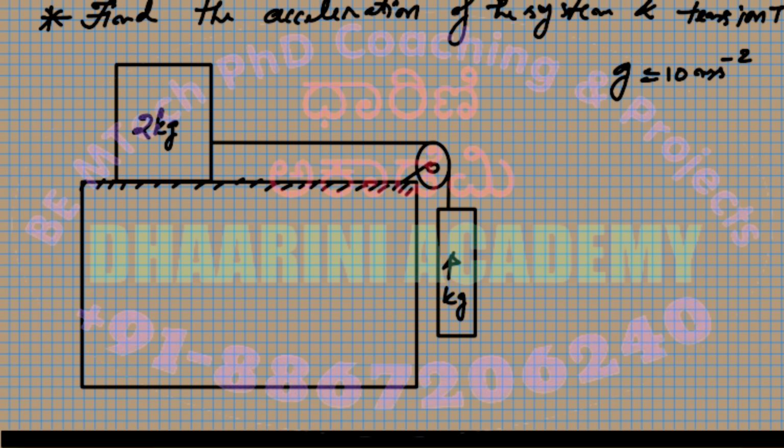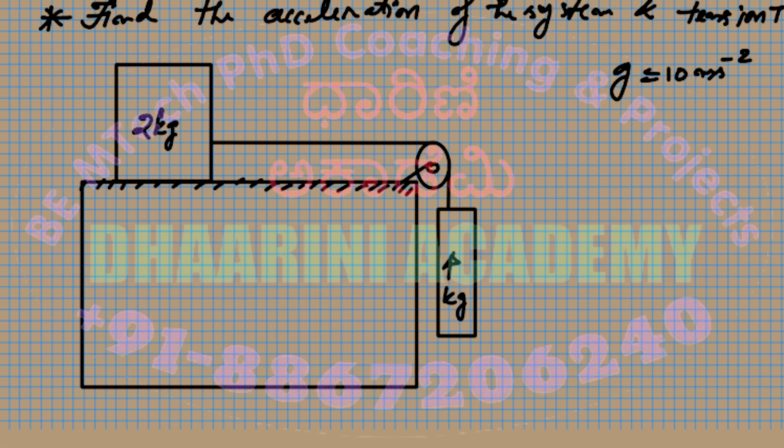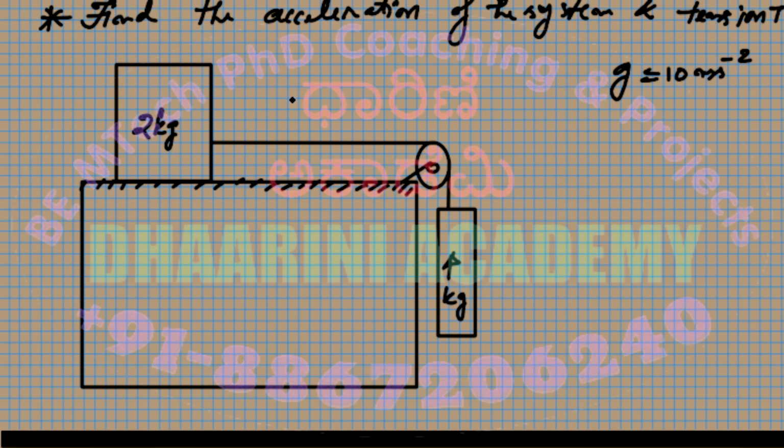And also there is another concept related to the string. If the string is inextensible, it means when you put force, there is no expansion happening with the string. Those concepts are not mentioned here, so you don't have to worry about that. The ideal string is massless, because if you have mass, then mass into acceleration comes into the picture. So we assume that the string is massless and inextensible. So what is the acceleration of the system and what is the tension in this string?